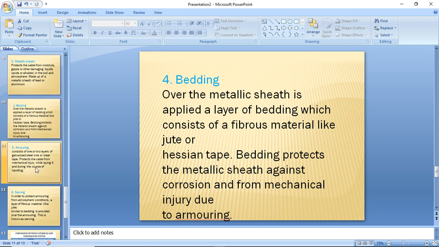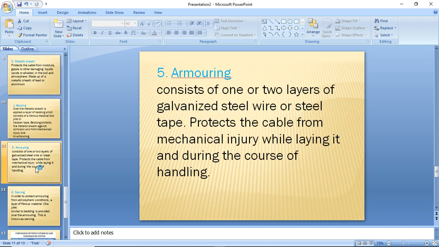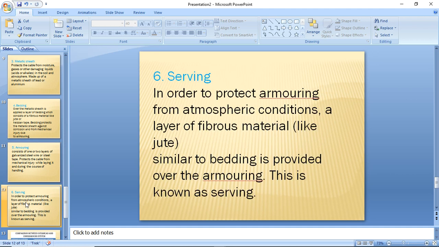Let's see the work of armoring. Armoring consists of one or two layers of galvanized steel wire or steel tape, which protect the cable from mechanical injury while laying it and during the course of handling. So this one is used to protect the cable from mechanical injury. Then the other point and the last one is servicing.